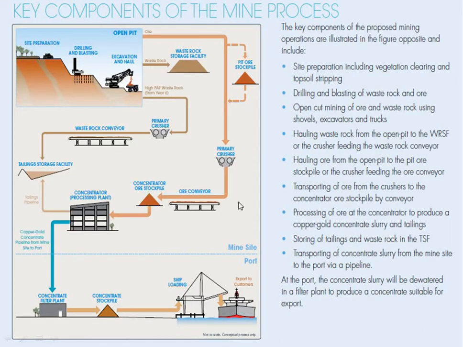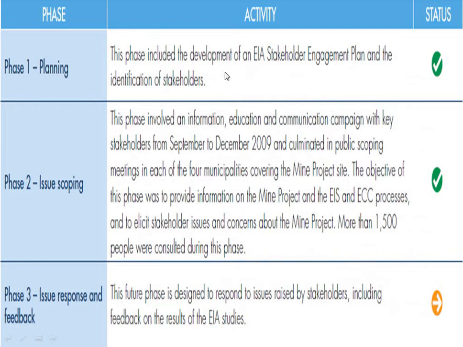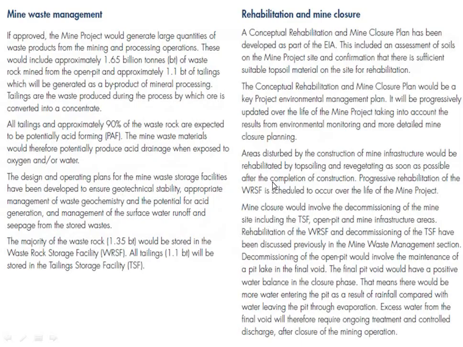So the key components of that: they can sketch for that, there are activities for that, and flowcharts for that. Key components brought here include the impacts and the stakeholder engagement, how they engage stakeholders. You can discuss that. What is the planning phase, what different activities, what is the status of that, the issue scoping phase, the response and feedback phase from people, and who are the different stakeholders, what are the issues discussed with stakeholders.